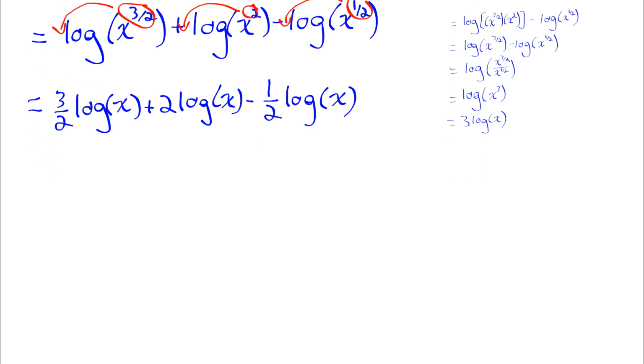Just add their coefficients. 3 over 2 plus 2. Well, let me help you out here. Let me rewrite 2 as a fraction with a denominator of 2. So that'd be 4 over 2. There we go. So 3 over 2 plus 4 over 2, that's 7 over 2. Minus 1 over 2 is 6 over 2, which is just 3. So we have 3 log of x. There we go. Same answer, just a different way of approaching the question.